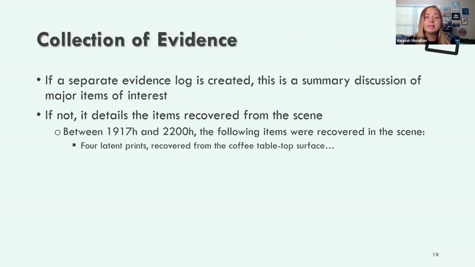And then going through the collection of evidence process. If a separate evidence log is created, this is a summary discussion of major items of interest. If not, it's going to detail the items recovered from the scene. So between 1917 hours and 2200 hours, the following items were recovered in the scene. 4 latent prints recovered from the coffee tabletop surface. We're explicitly stating the things that we have observed, recovered, marked, collected, all of that.